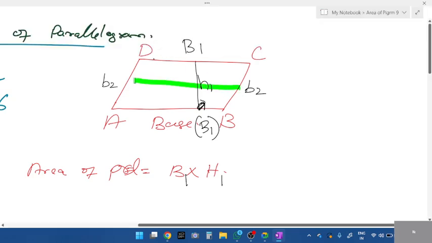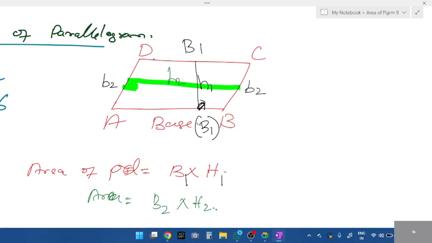I have to draw a straight line, right? A straight line. This we will take as H2. So another formula: area of parallelogram has two formulas, B1 H1 and B2 into H2. This is the area of a parallelogram formula. Make a note of this. B1 H1, B2 H2. And opposite lines are parallel and equal. Parallelogram is opposite lines are parallel and equal. B1 H1, B2 H2.